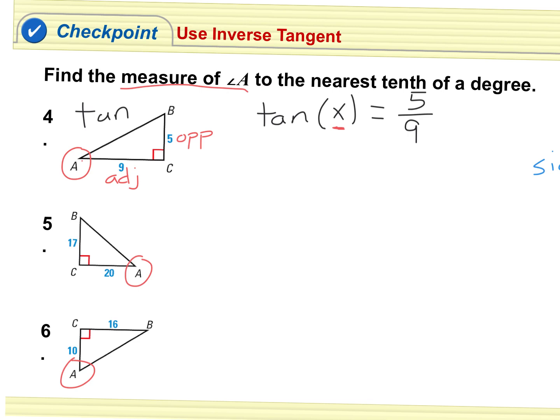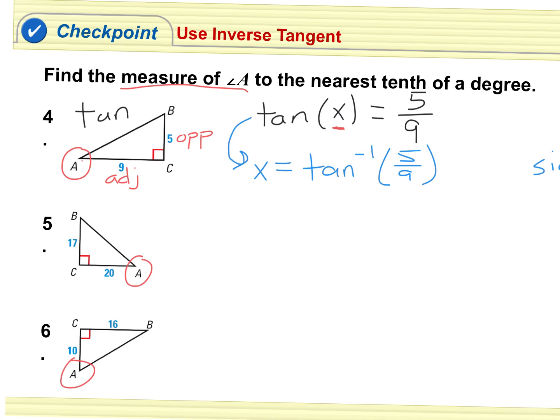So what that's going to look like is it's going to be x equals the inverse of tangent, which is tangent to the -1. And then in parentheses is going to be your trig ratio. So all we did was we took this and turned it into its inverse. Tangent inverse of 5 over 9. That's what you're going to type in your calculator.